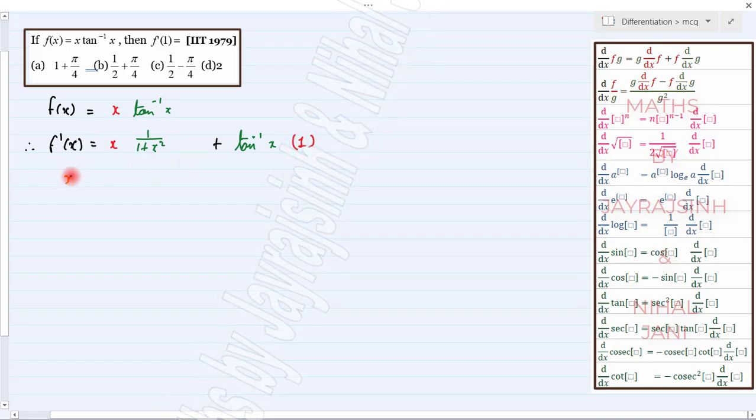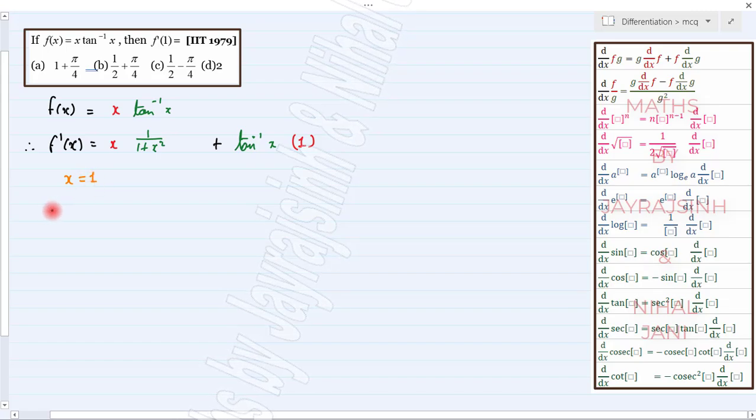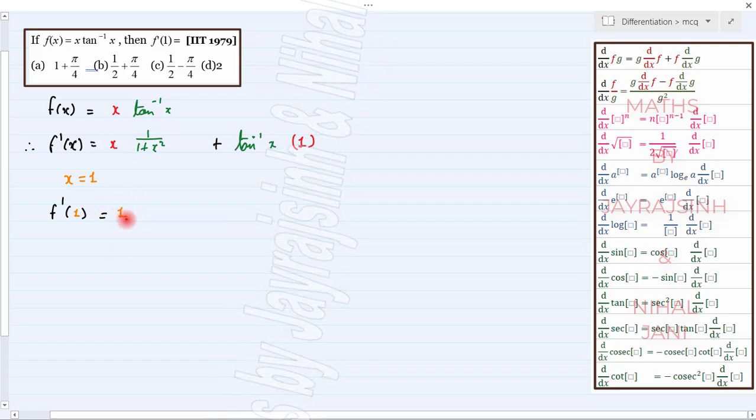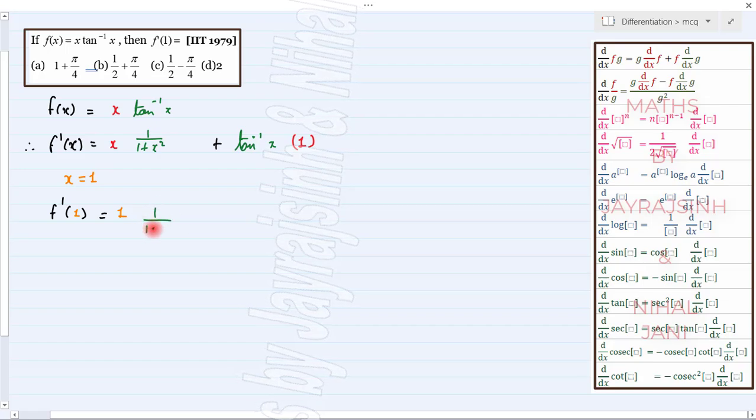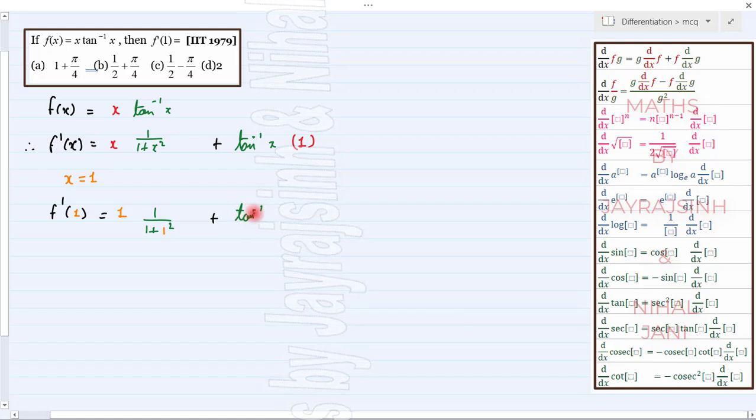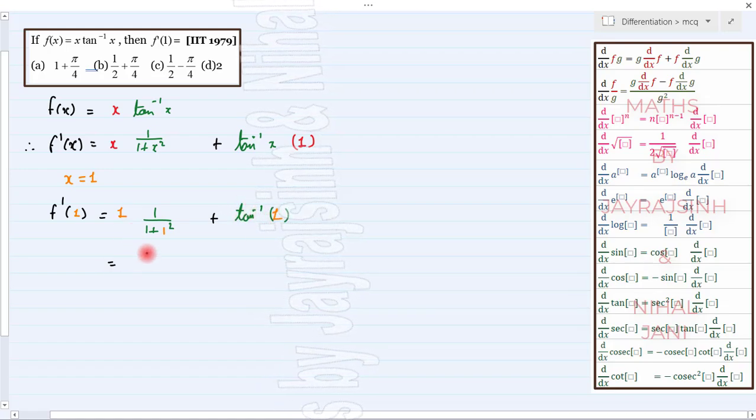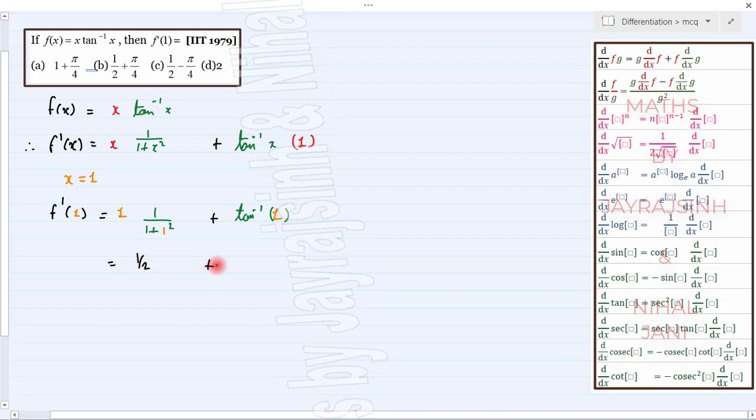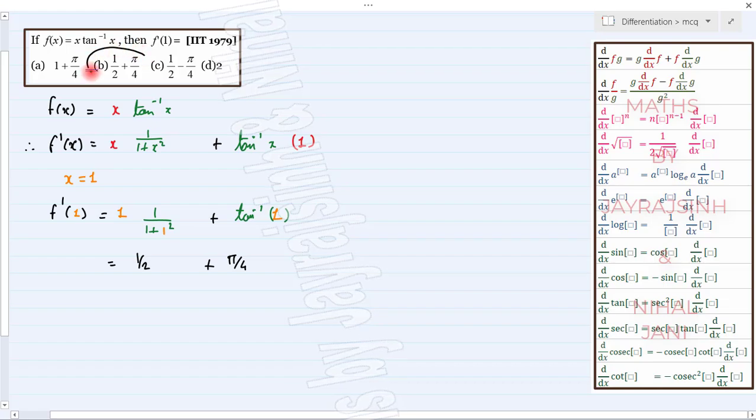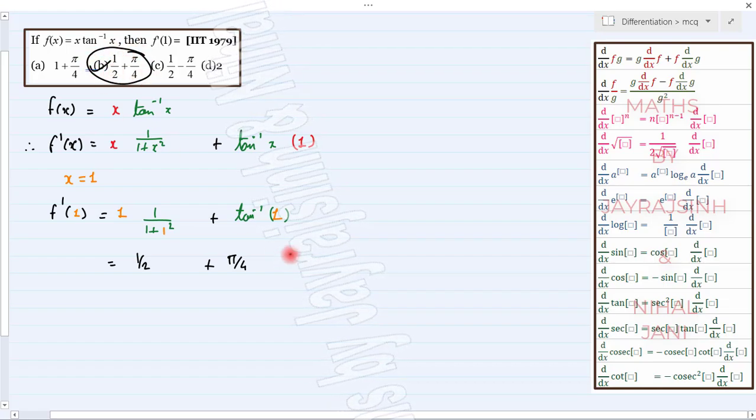Now, let's substitute x is equal to 1. So we will get f dash 1 is equal to, just replace your x by 1, 1 into 1 upon (1 plus 1 square) plus tan inverse of 1. So here we'll get 1 by 2 plus 3 pi by 4, which is given in option B. Ta-da!